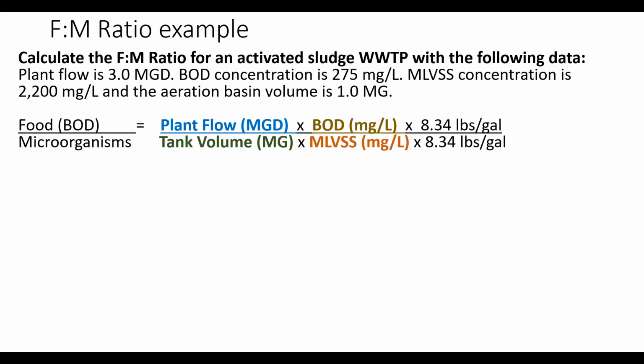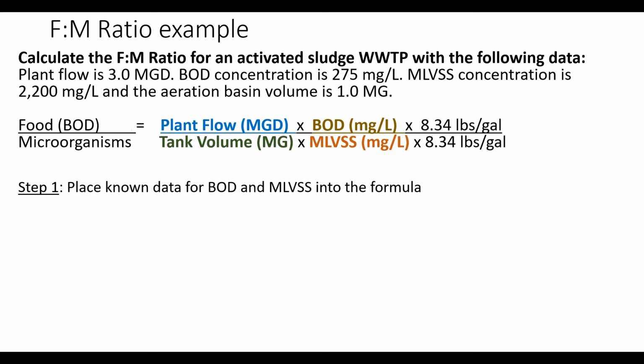And the reason for getting this ratio is to compare it to your target ratio. Your plant was designed to run at a certain F/M ratio, perhaps 0.3 or 0.35. And when you calculate the F/M ratio, you can look at how your plant is performing in relationship to its design ratio.